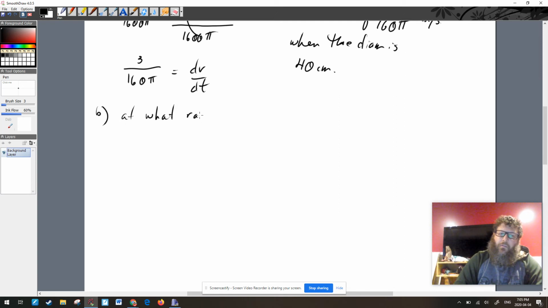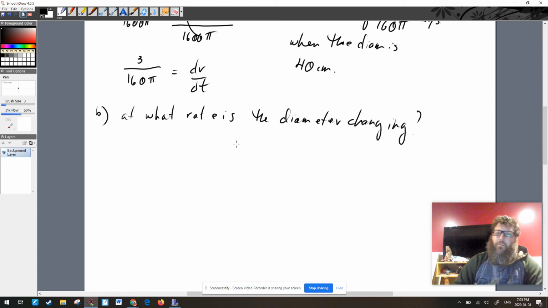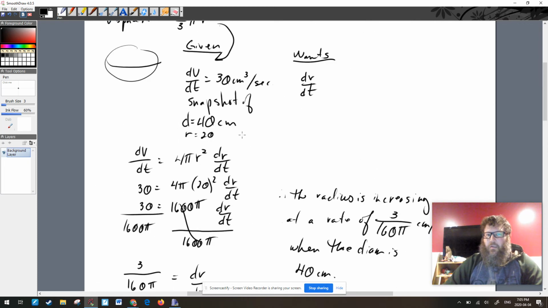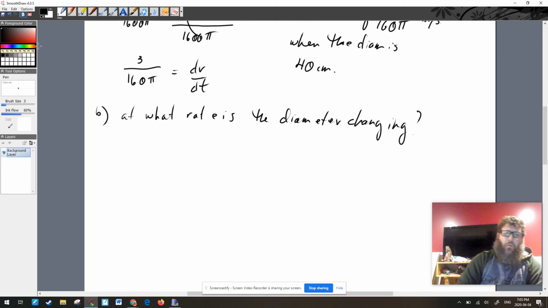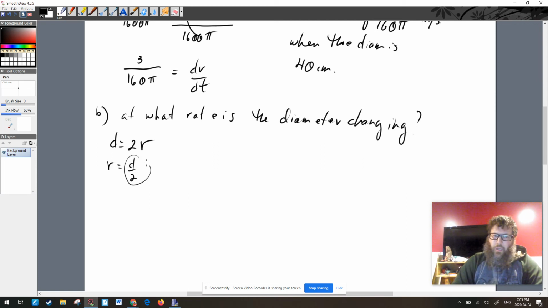At what rate is the diameter changing? Now, I would probably give this to you as the question right off the bat, and hopefully you would recognize you could do one of two things. You could say, all right, we know that diameter is double the radius, and we could have solved for r in terms of d. So we could have rearranged it and said r is equal to d over 2, and substituted that into our volume equals 4/3 pi r cubed formula.